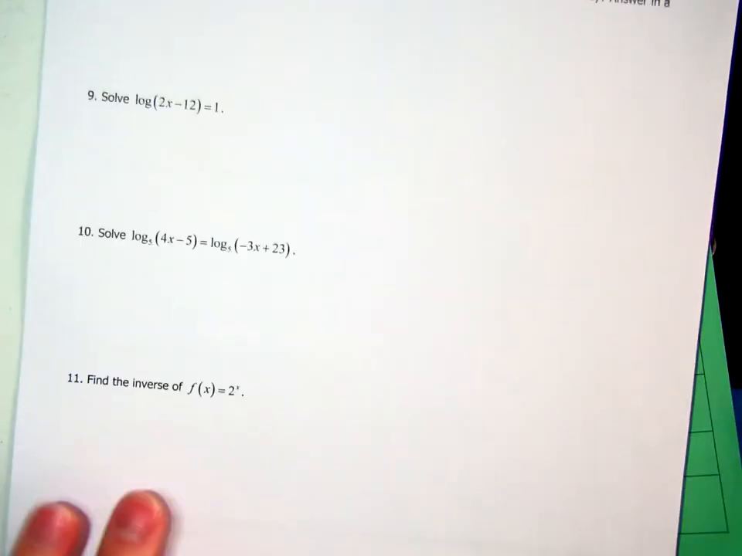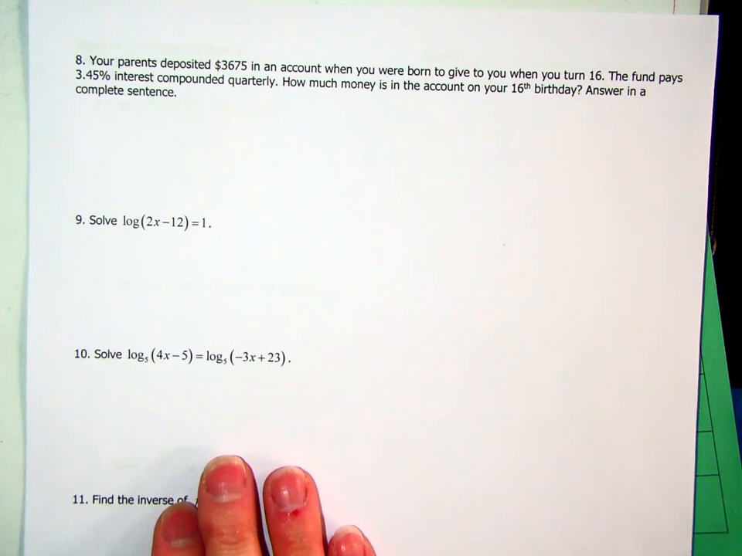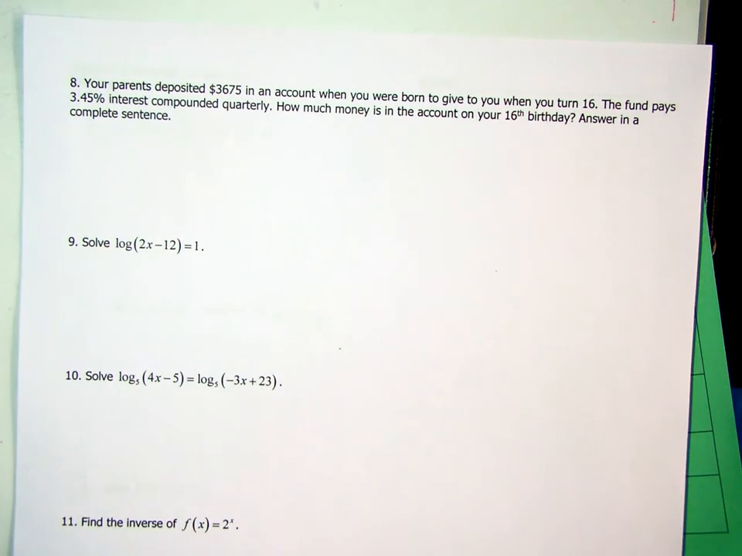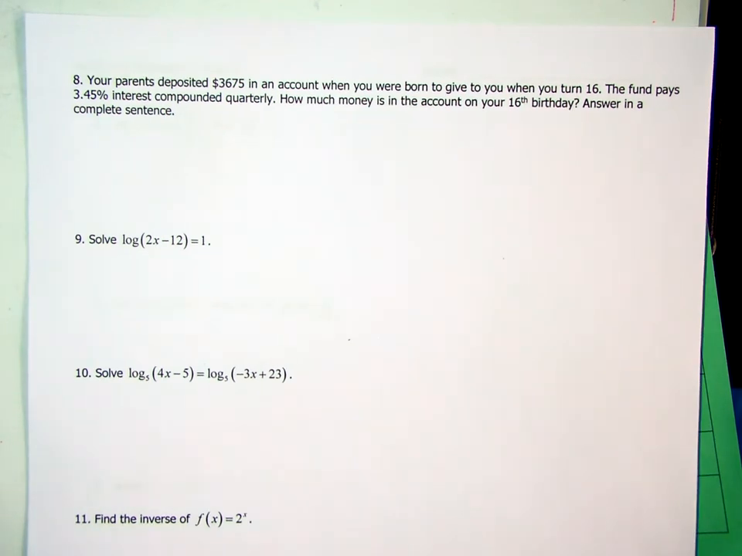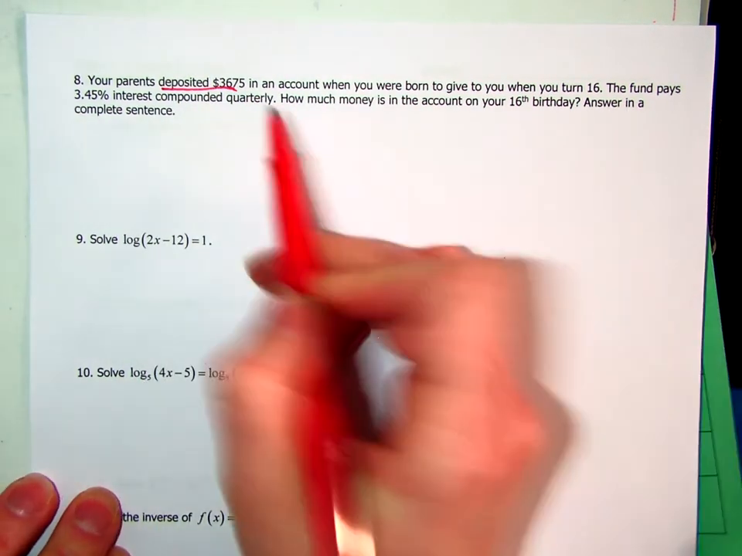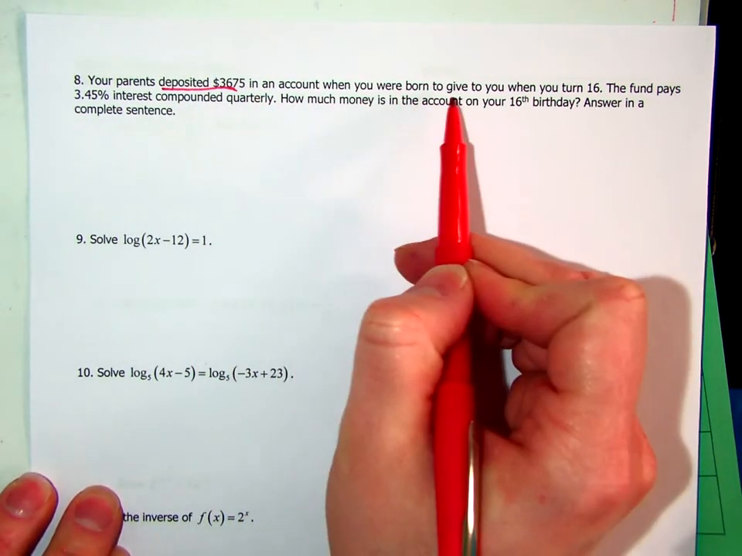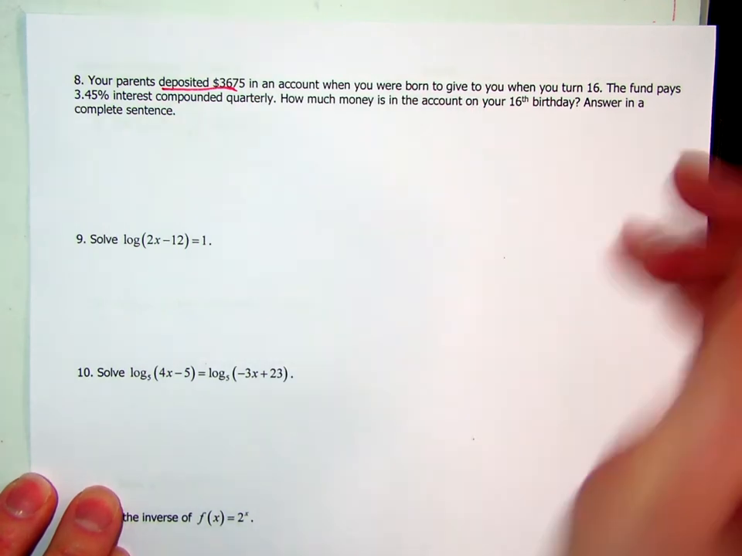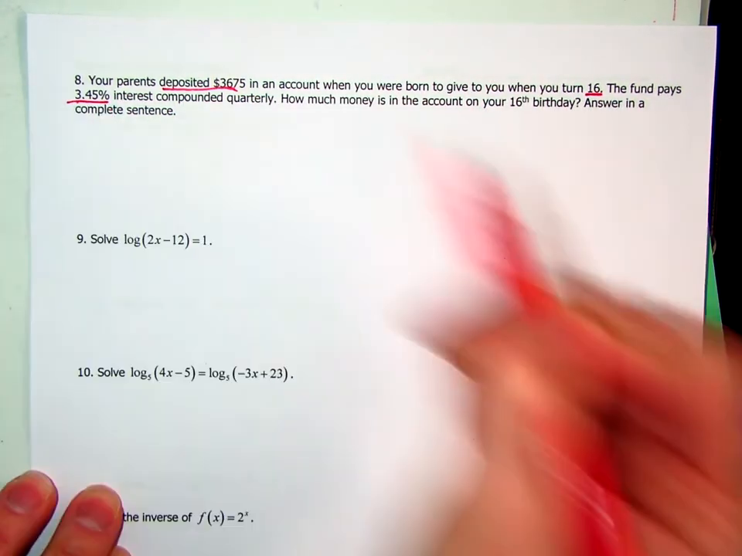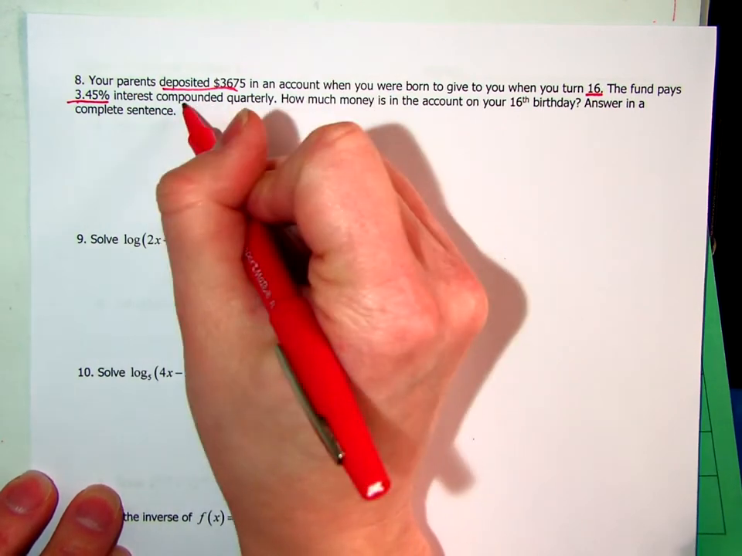All right, so the last page here, number 8, was one of the word problems. So we have to remember to decide which formula we're going to use to do this one. So your parent deposited $3,675 in an account when you were born to give to you when you turn 16. The funds pay 3.45% interest rate, compounded quarterly.